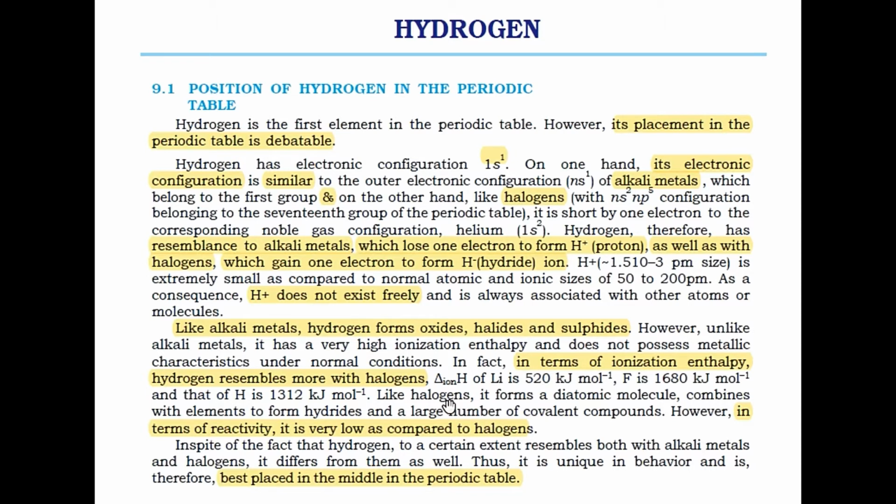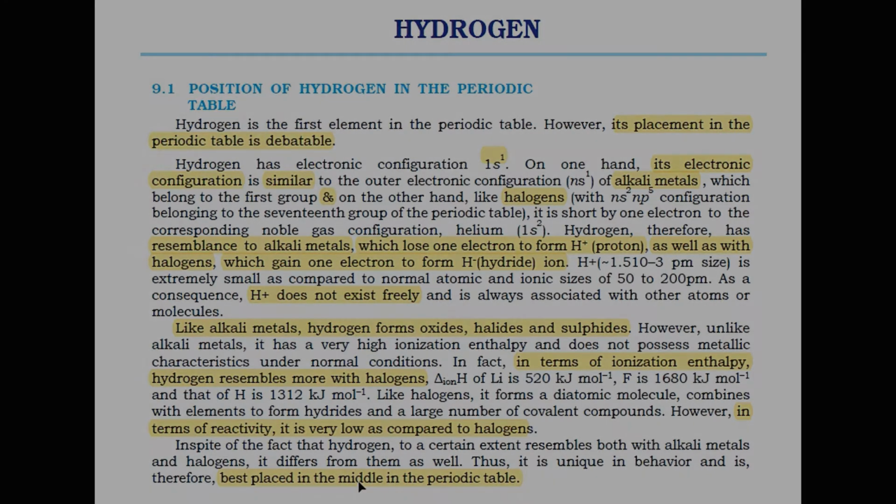Now, similarity to halogens. Like halogens, it forms a diatomic molecule, that is H2, combines with elements to form hydrides, like metallic hydrides, and a large number of covalent compounds. However, in terms of reactivity, it is very low as compared to halogens. Now, the reactivity basically is dependent on bond dissociation enthalpy, and the bond dissociation enthalpy of hydrogen is very high. That's why its reactivity is very low. That we'll study in chemical properties. In spite of the fact that hydrogen to a certain extent resembles both with alkali metals and halogens, it also differs from them as well. Thus, it is unique in behavior and therefore best placed in the middle of the periodic table.